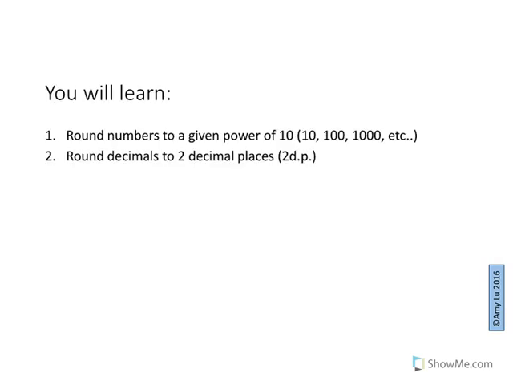This is Chapter 7b on rounding numbers. In this chapter, we will learn to round numbers to the nearest 10, hundredths, thousandths place, and also rounding decimals off to 2 decimal places. And I will abbreviate it to 2dp.